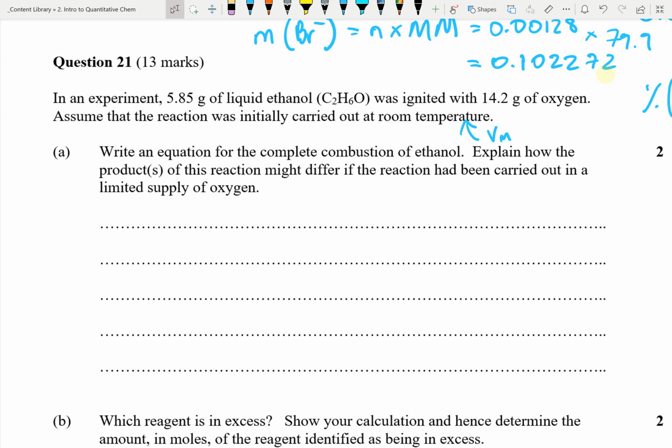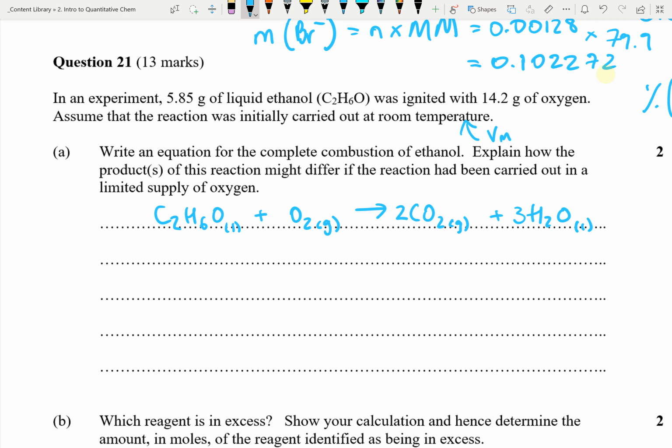Write an equation for the complete combustion of ethanol. Explain how the products of this reaction might differ if the reaction had been carried out in a limited supply of oxygen. Okay, so firstly, complete combustion is the fuel in liquid form plus oxygen in gas form goes to carbon dioxide gas plus water liquid. Put a 2 here to balance out the carbons, put a 3 here to balance out the hydrogens, and now assess where we're at.